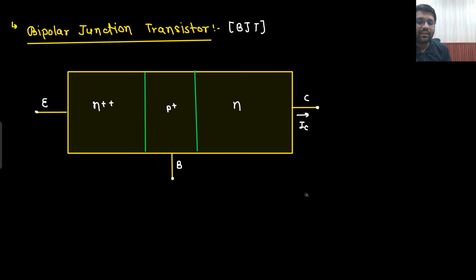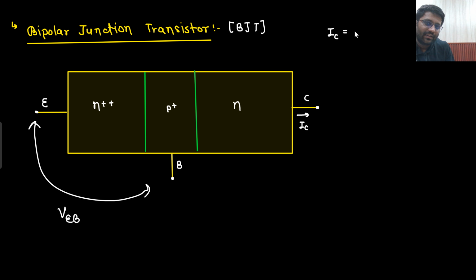So what do I want? I want this collector current to depend on this particular voltage. Whatever voltage I apply here, this collector current should depend on this voltage. This is my target. My target is that my collector current should be a function of VBE, the base to emitter potential.